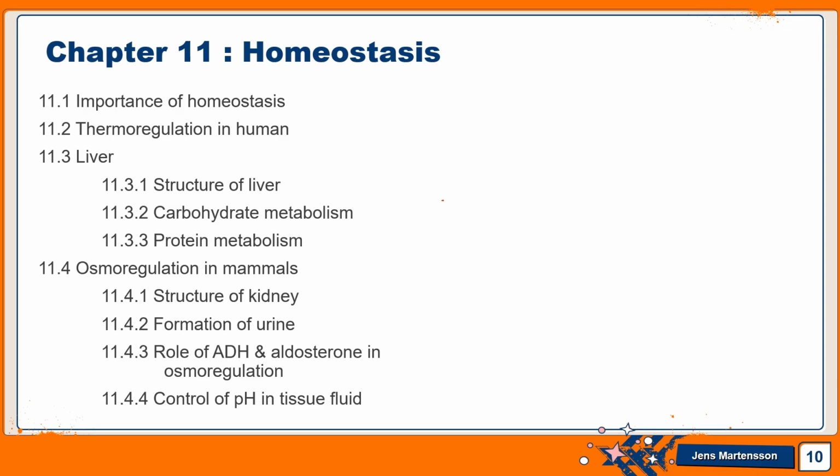And the final one is about the control of pH in tissue fluid. During the formation of urine, there is also reabsorption. One of its functions is that it will control the pH in the tissue fluid. How? You will learn about that also here.